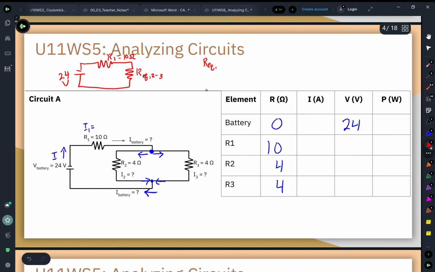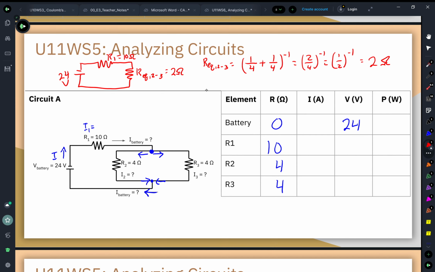So R_eq 2 to 3, we're going to take our 1 over resistor 2, so that's 1 over 4 ohms, plus 1 over resistor 3, also 4 ohms. And then once we add those together, we take the reciprocal. So I will end up with (2/4)^-1, or (1/2)^-1. When I flip that, my equivalent resistance is 2, and the units are ohms. So this right here is going to be equal to 2 ohms.